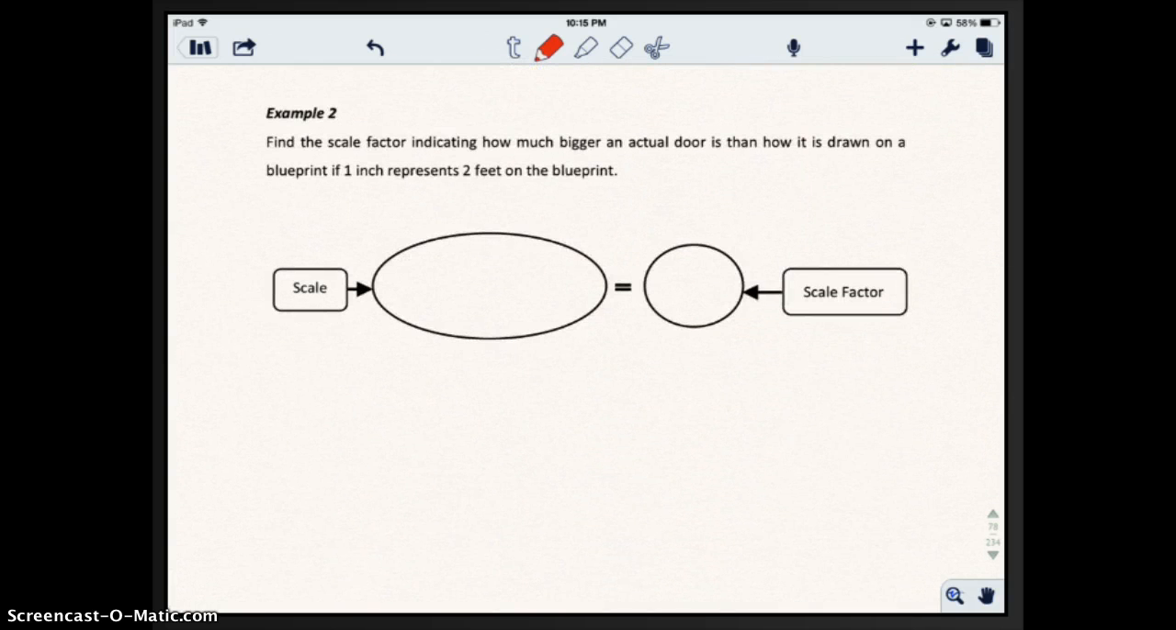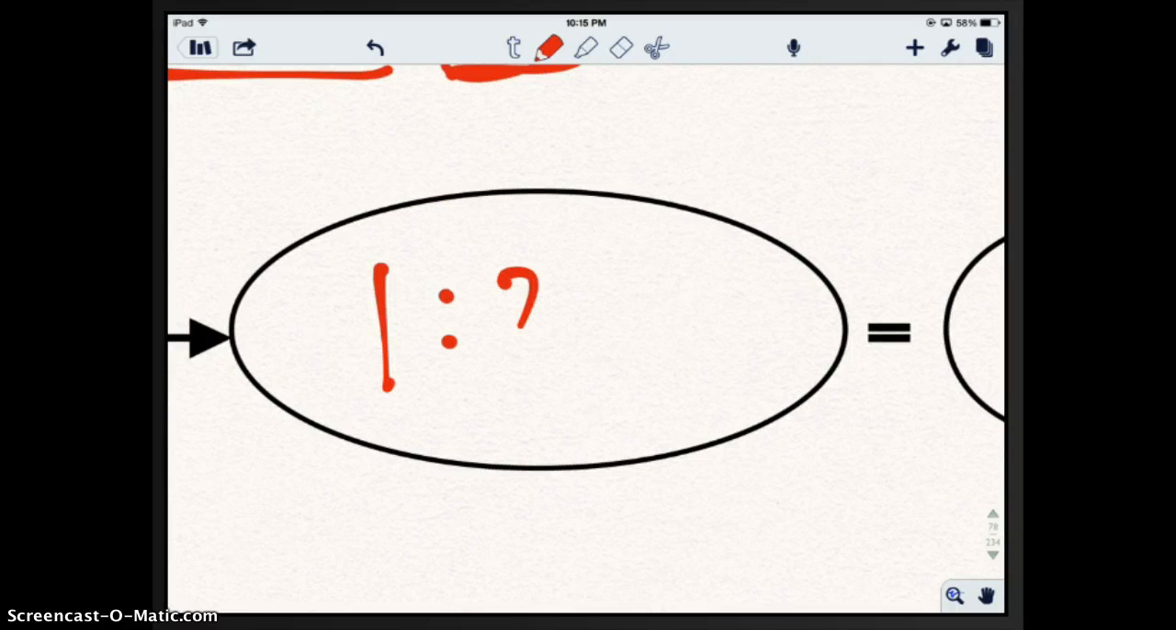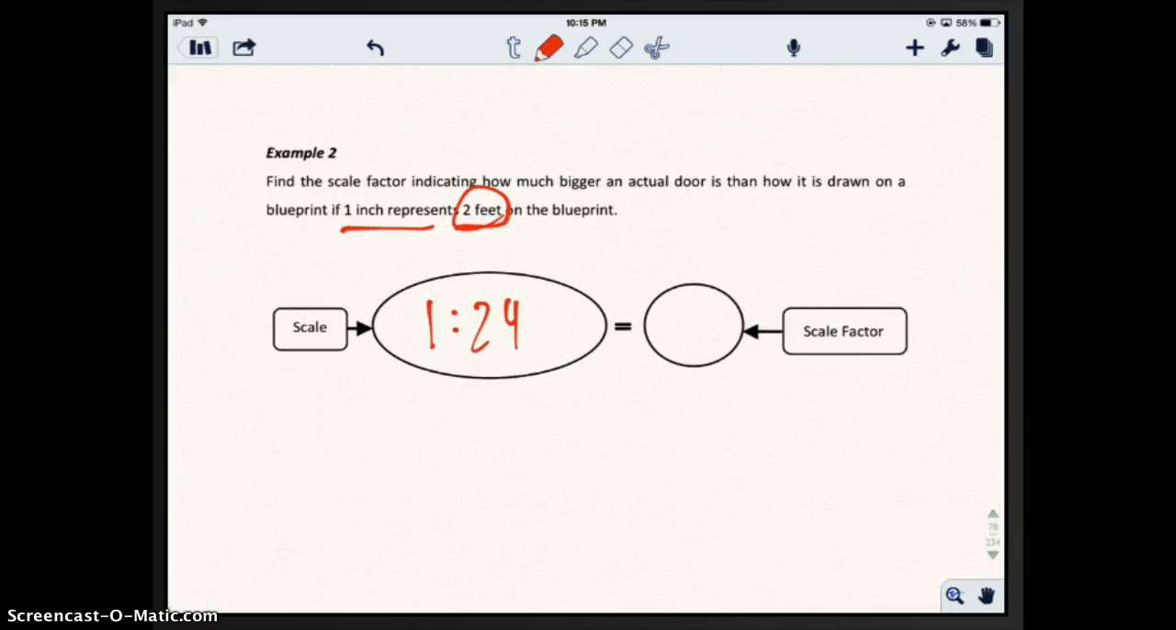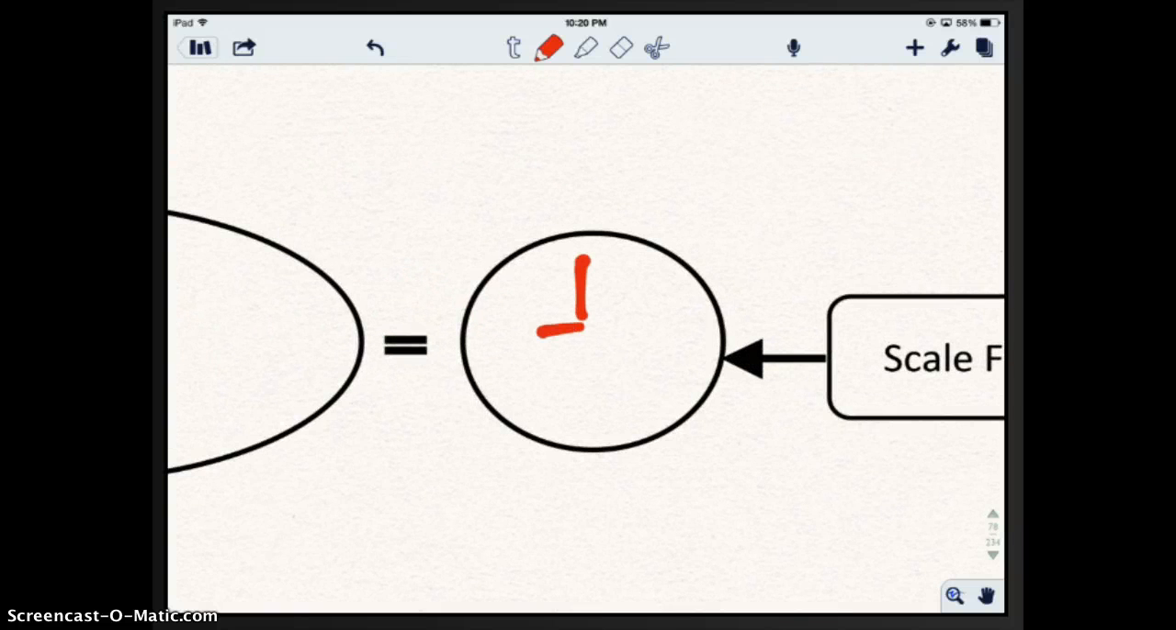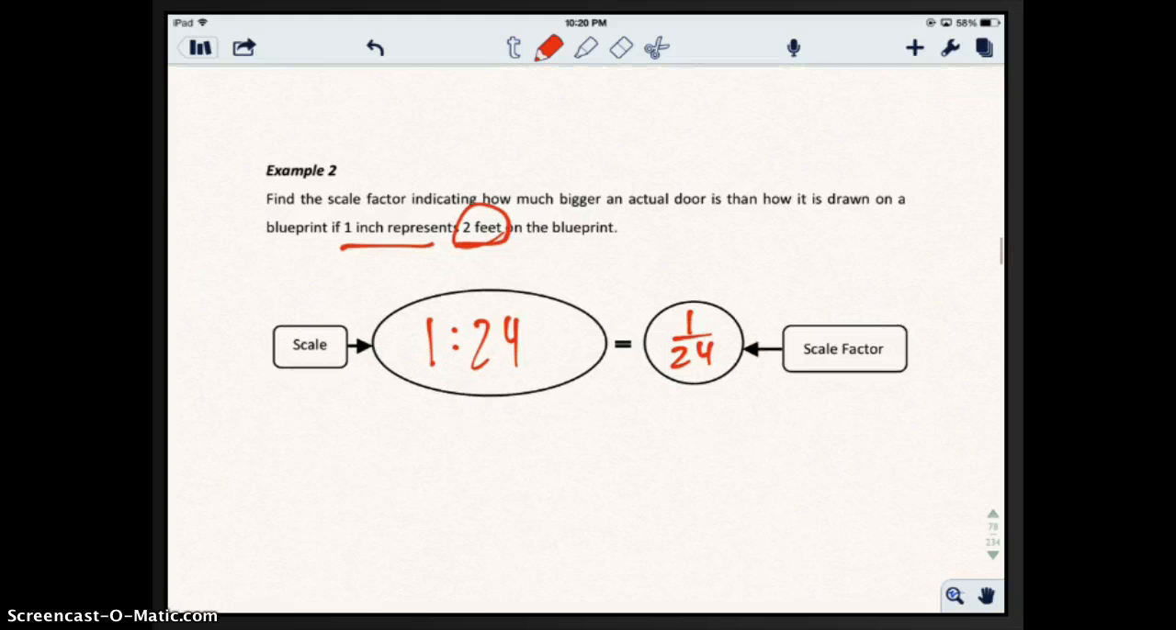Moving on. Find the scale factor indicating how much bigger an actual door is than it is drawn on a blueprint. If 1 inch represents 2 feet, you should know that 2 feet is 24 inches. So really this is 1 inch represents 24 inches. We need to make these into the same units to make the scale factor, which is going to be 1 over 24. Because the blueprint is 1/24 the size of the real thing.